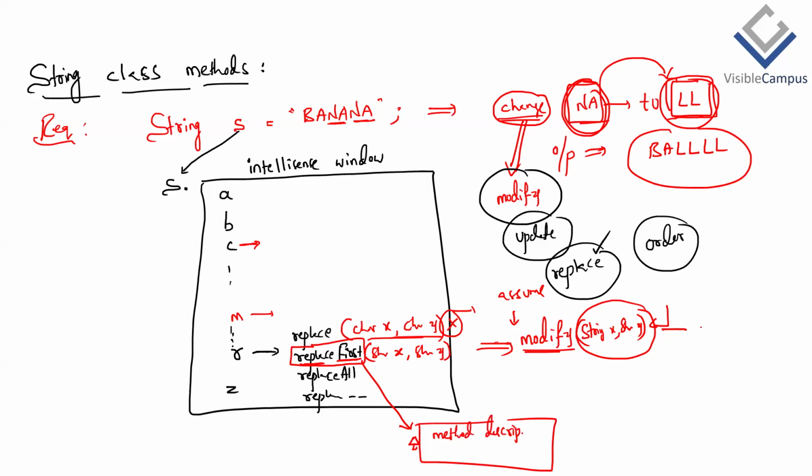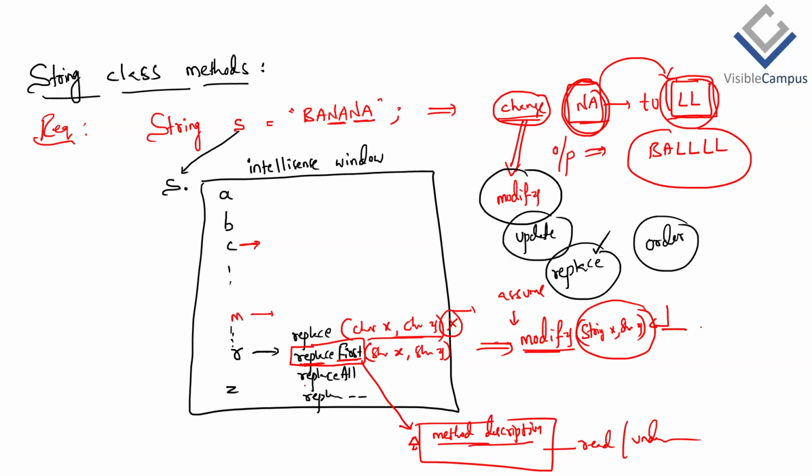Method description will be there. It means what is the input of this method, what is the return type of this method. For example, if I give BANANA with LA, what will it do? It will replace every NA or only the first-time NA. So all those things will be given in this method description. We have to read it and understand it. Yeah, so we will come to know this is not suitable because it is replacing only the first-time NA with LA, which is not our requirement.